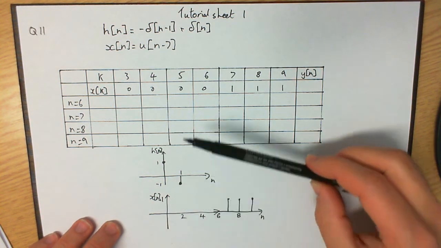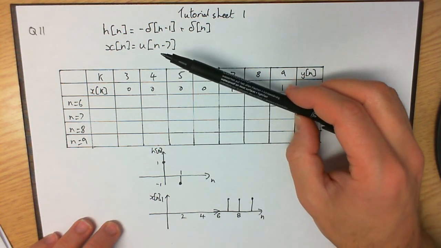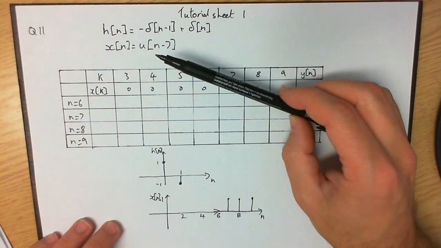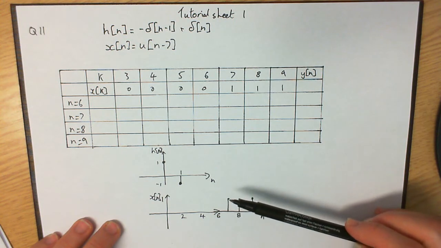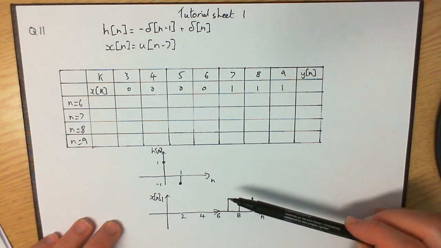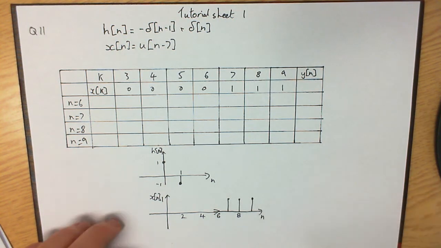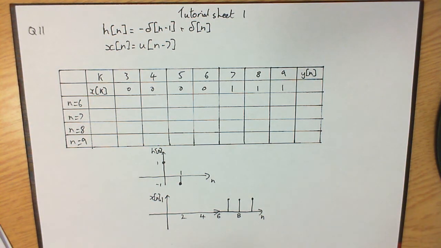And if I complete that, you have x of n, which is 0 because it's just a unit step. It's 0 for every time where n is less than 7. So at the time n is equal to 7, we get 1 continuing to infinity.